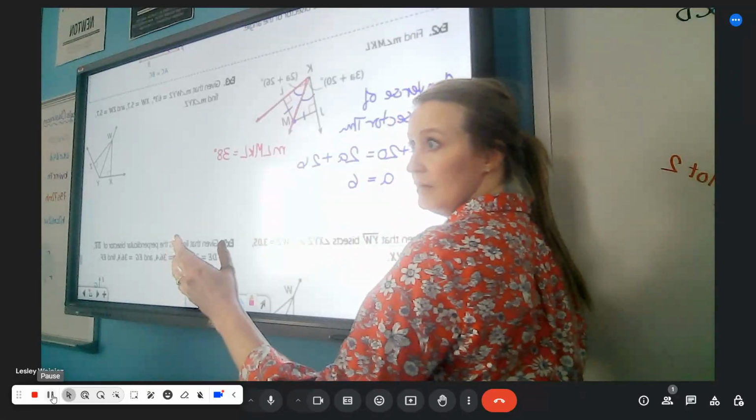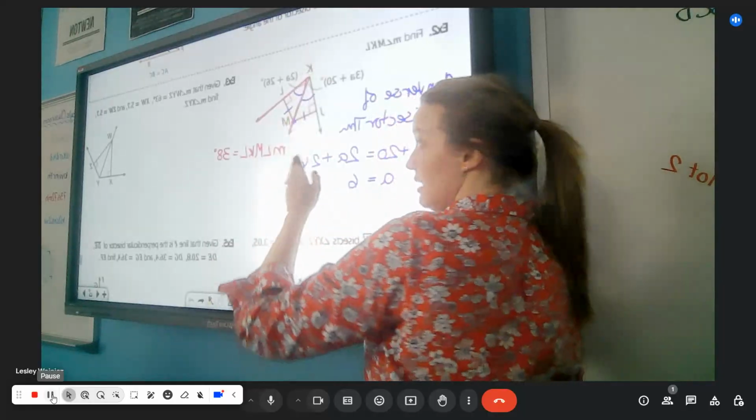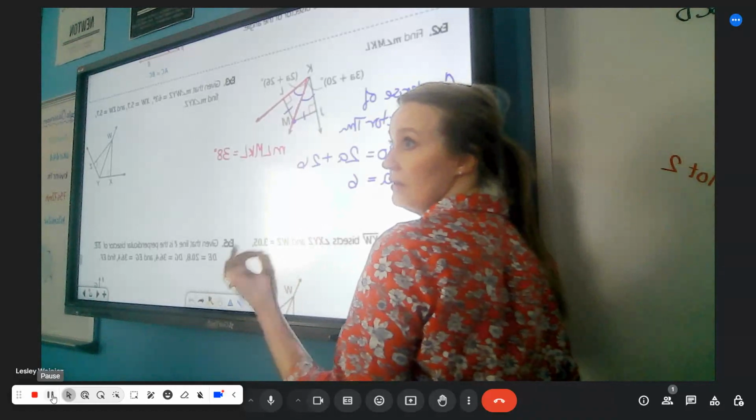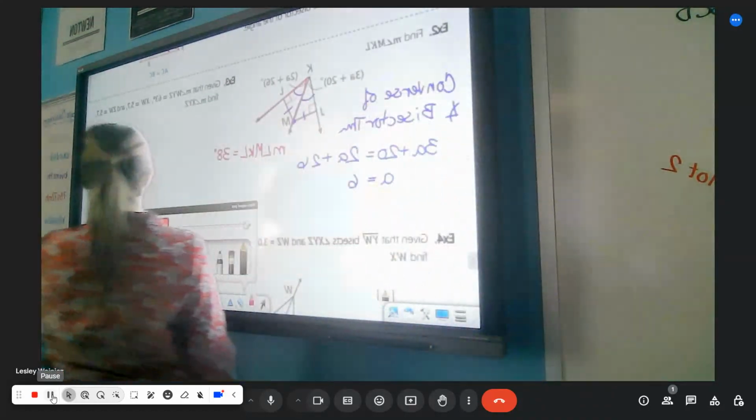Okay, are we good? So she checked it by substituting into the second one and making sure that she got the same thing, which is a really good way to check your work, especially if you know that those angles have to be congruent. Okay, let's do this guy.